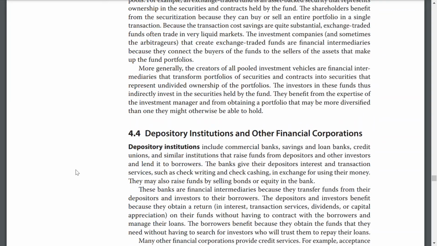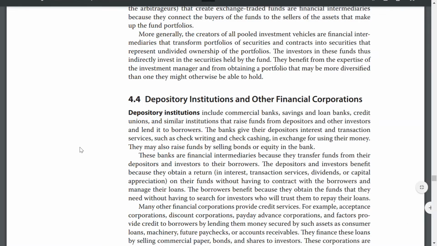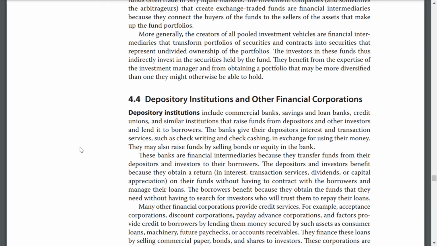Depository institutions and other financial corporations. Depository institutions include commercial banks, savings and loan banks, credit unions, and similar institutions that raise funds from depositors and other investors and lend it to borrowers. The banks give their depositors interest and transaction services such as check writing and check cashing in exchange for using their money.